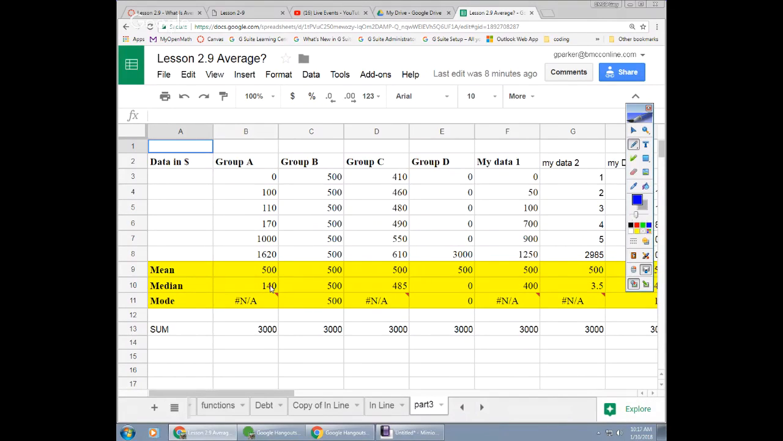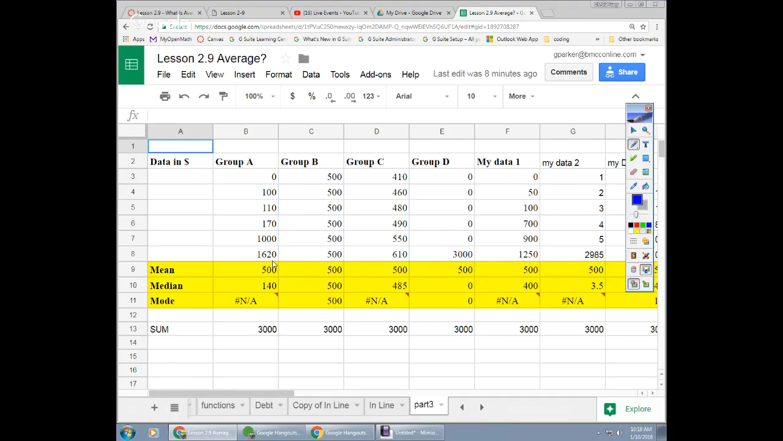Yeah, group A was pretty close. The median was about 140. That's almost 136. And so I can see, in between, right? So we're 0, 100, 110, 170, 1,000, 1,620. The median is right in between the 110 and the 170. That's 140. Okay. But because of these big numbers, the average was dragged away from that. So although most students are close to the median, close to 130, 140, we have a couple big ones that are dragging that average up.